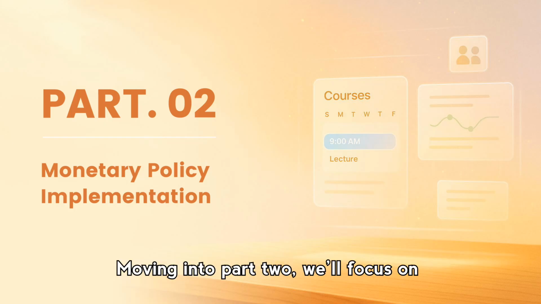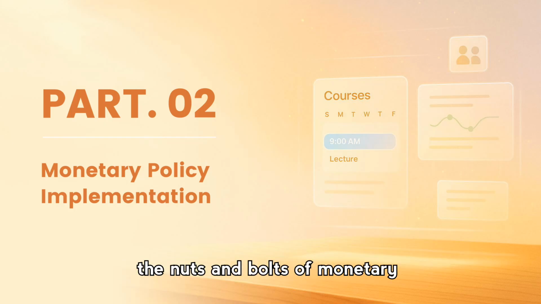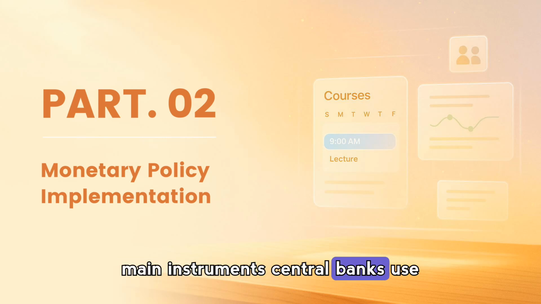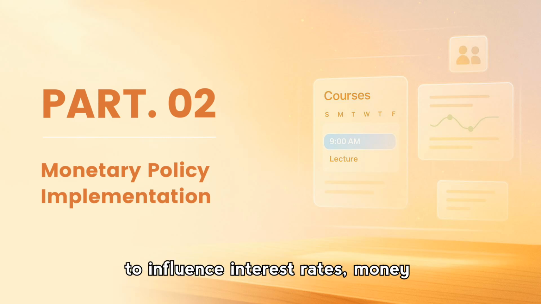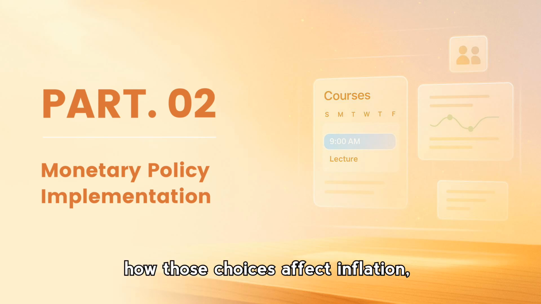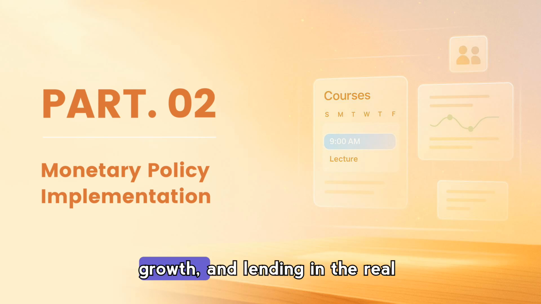Moving into Part 2, we'll focus on the nuts and bolts of monetary policy implementation, exploring the main instruments central banks use to influence interest rates, money supply, and economic activity, and how those choices affect inflation, growth, and lending in the real economy.